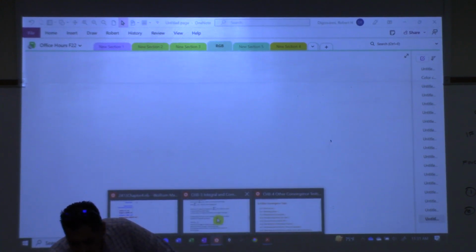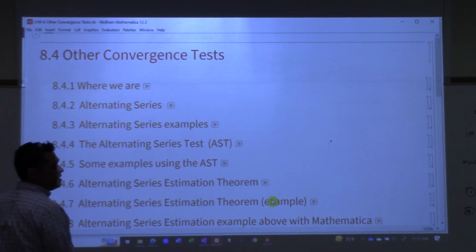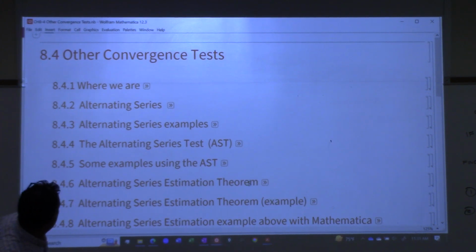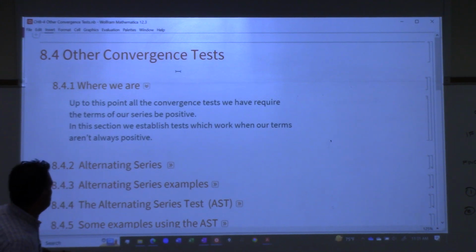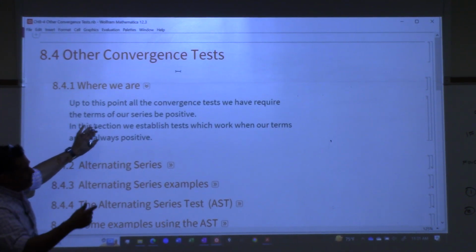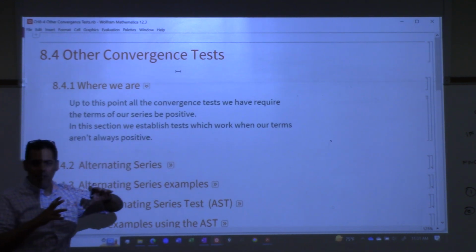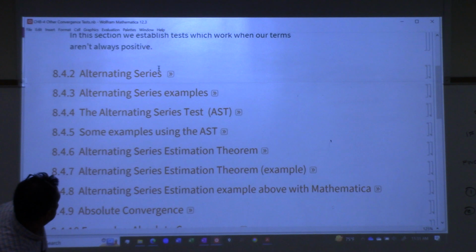The next section, other convergence tests. This is the last section on tests. All right? So we have seen already basically that everything we've done up to this point, like the comparison tests, has pretty much required things to be positive, right? But we haven't talked about what would happen if some of those terms were negative. So we're going to have some tests that now work when we have negatives.